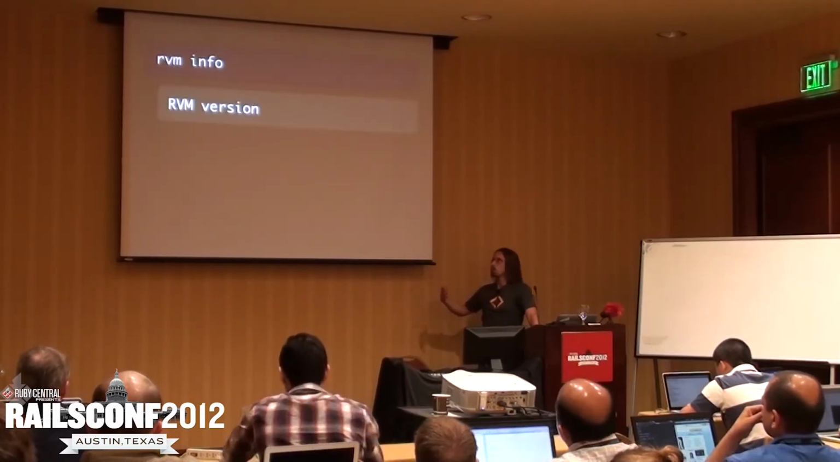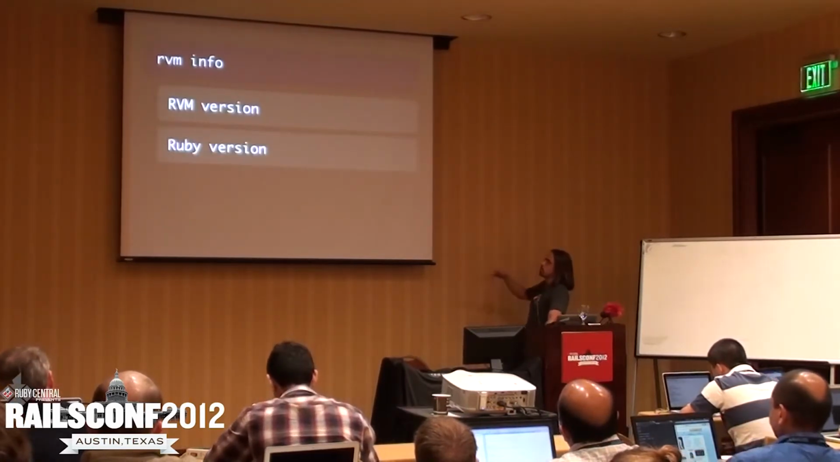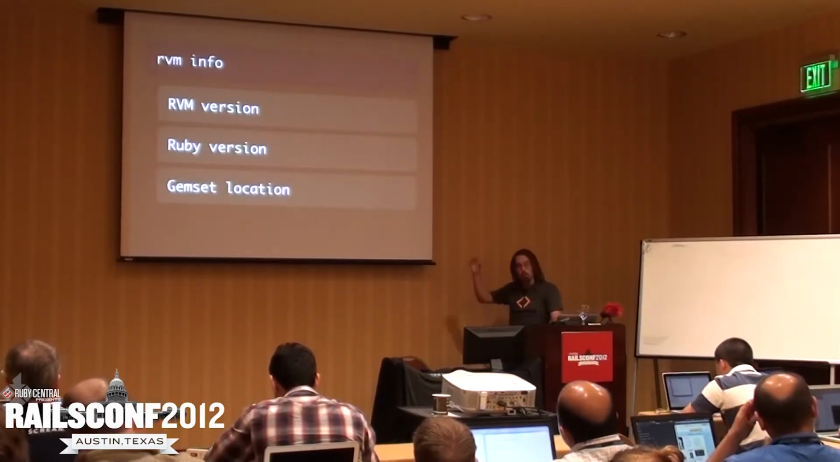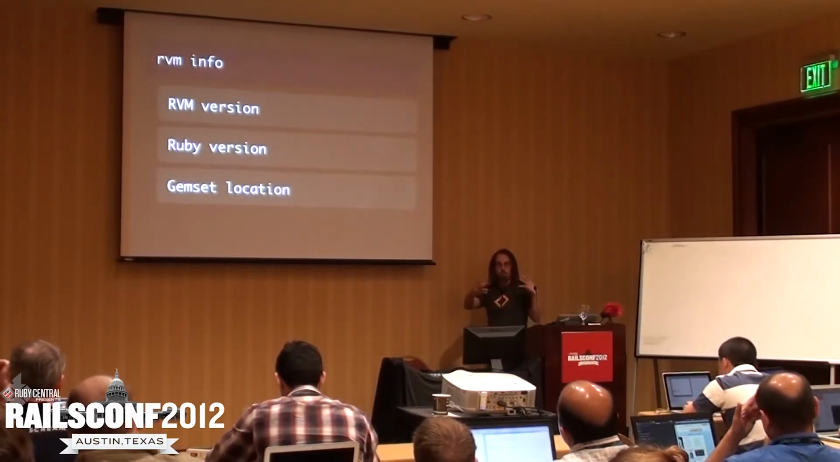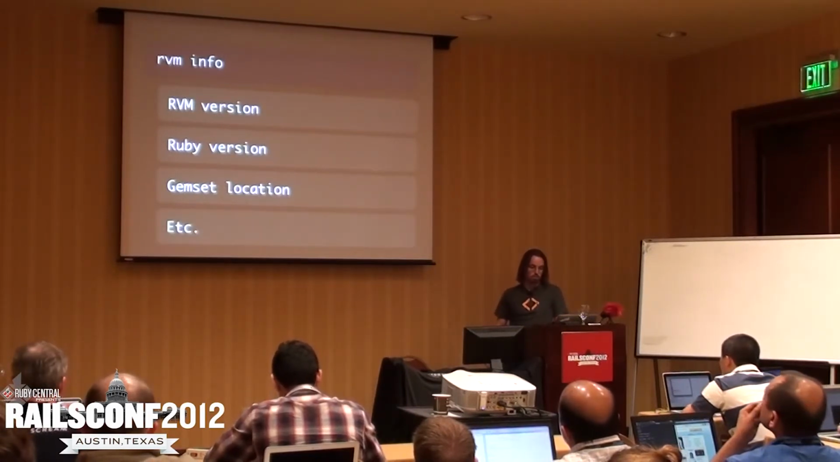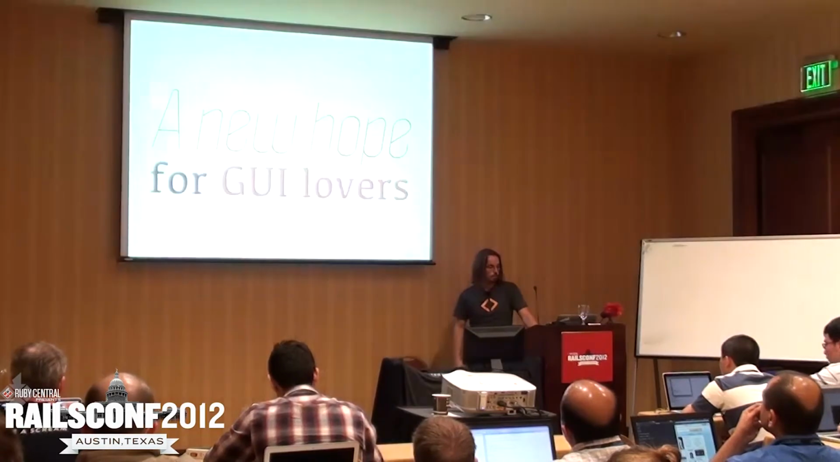rvm info is a bigger version, so if you want to know more, you can see the RVM version, so what version of RVM you're currently running, the Ruby version, the location of your gem set, because it's all in your system, and some more advanced information, but you shouldn't need that originally.